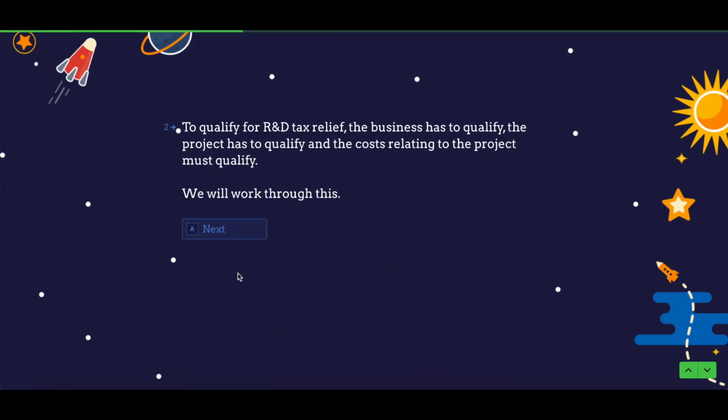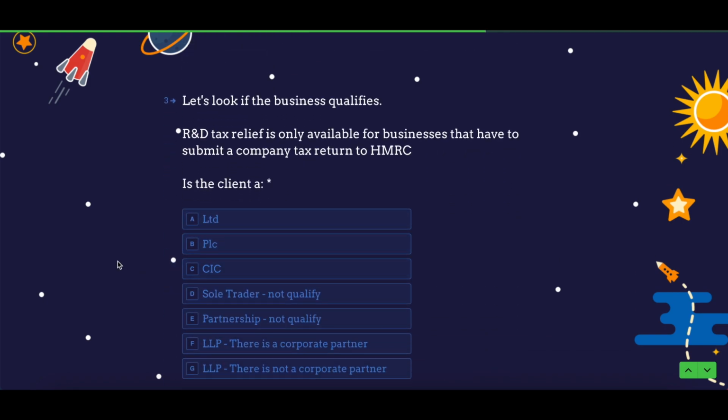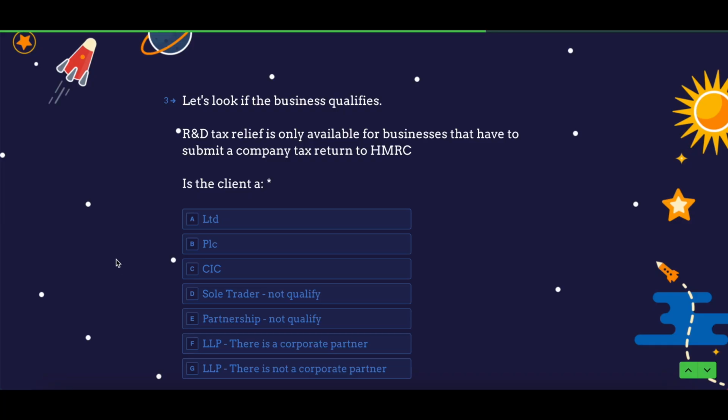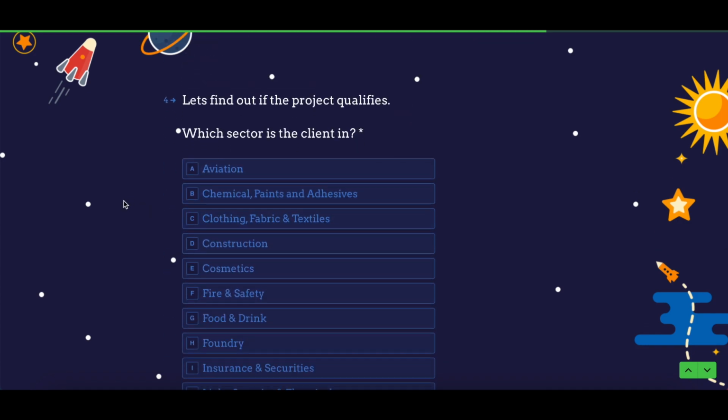So this part, to qualify you for R&D tax relief, the business has to qualify, the project has to qualify, and the costs relating to the project must qualify. We will work through this. So that's a good starting point. Here we look at whether the business qualifies, and as you know, R&D tax relief is only available to businesses that are subject to corporation tax. So here we weed out any companies or any businesses that won't qualify. In most scenarios, the companies that we're dealing with are LTDs. So let's click on that one in this example. Now here is where the magic happens.